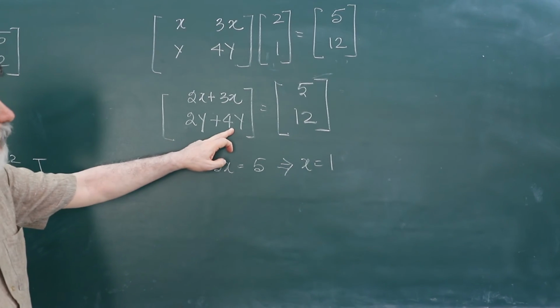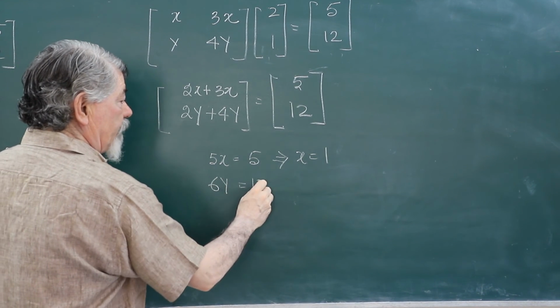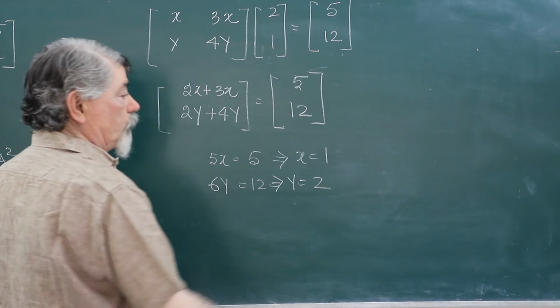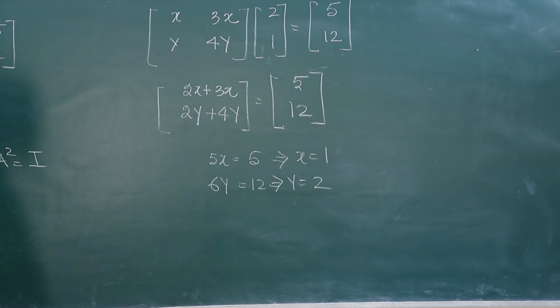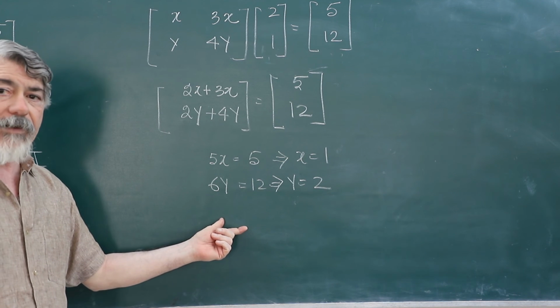Now 2y plus 4y is 6y. 6y is 12. So y will be 2. The value of y will be 2. We have got the value of x. We have got the value of y.